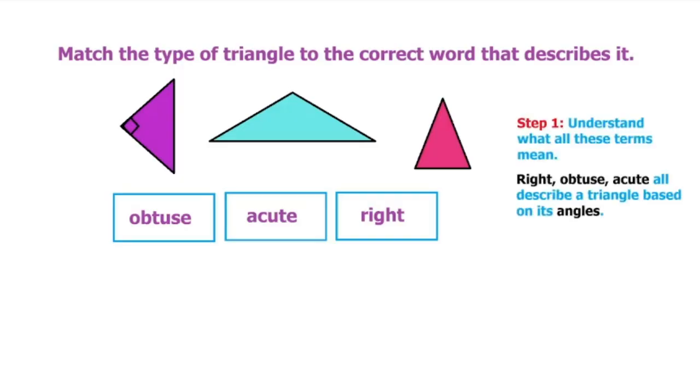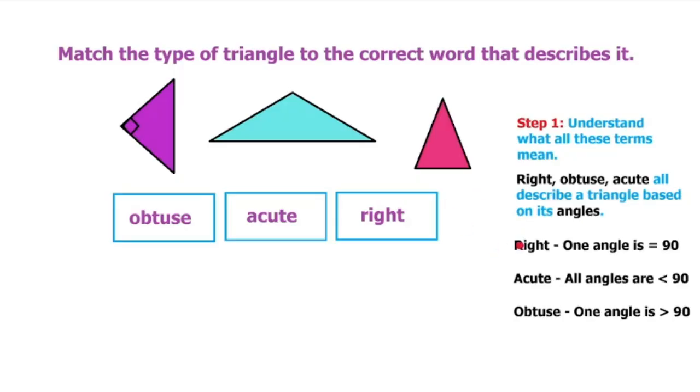Right, obtuse, and acute all describe a triangle based on its angles. Okay, so let's go through each one. Right means one angle is equal to 90 degrees. Acute means all angles are less than 90 degrees. And obtuse means one angle is greater than 90 degrees. Only one, okay? So now we can match the triangles based on the definitions that we just learned.